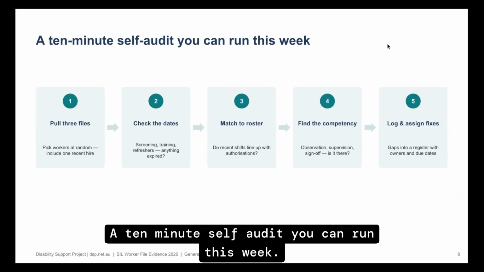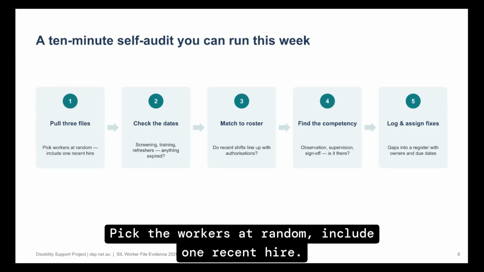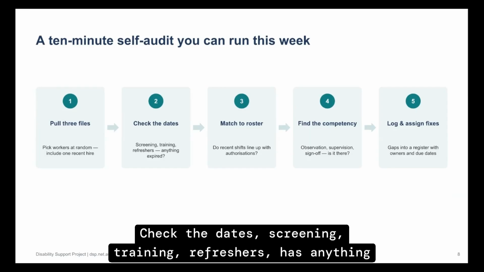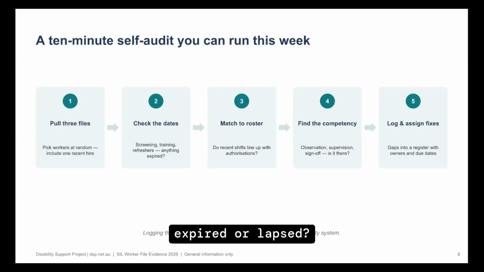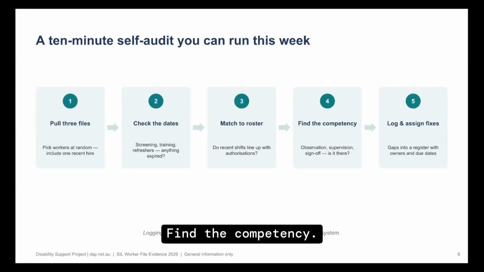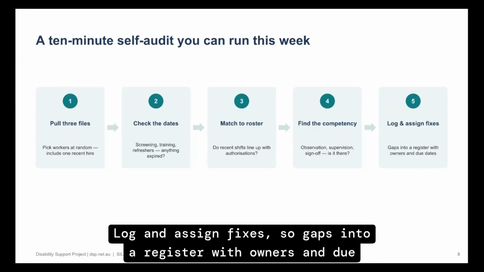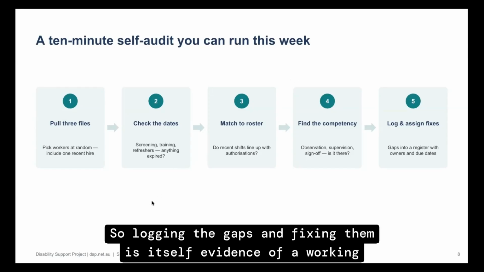A 10-minute self-audit you can run this week. Be brutal with yourself. Pull 8 files. Pick the workers at random, include one recent hire. Check the dates: screening, training, refreshers. Has anything expired or lapsed? Match to the roster. Do recent shifts line up with authorisations? Find the competency: observation, supervision, sign off. Is it all there, recorded somewhere as evidenced? Log and assign fixes. So gaps go into a register with owners and due dates. Logging the gaps and fixing them is itself evidence of a working quality system.